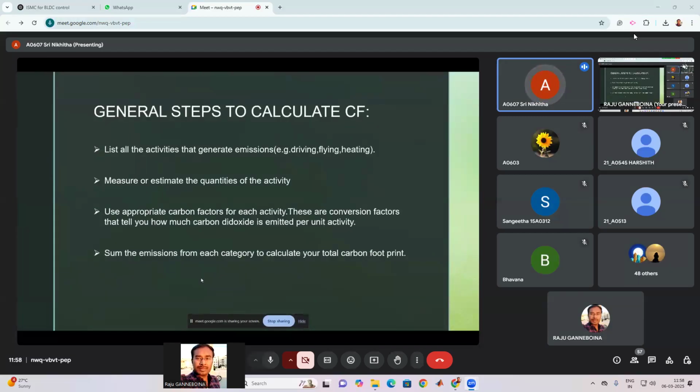The second step is measuring or estimating the quantities of each activity, that is how many miles you drive, how much electricity you use, or how much waste you produce. The third step is to use appropriate carbon factors for each activity. These carbon factors are the conversion factors that tell you how much carbon dioxide is emitted per unit of activity. After we get the conversion factors, we add all the emissions from each category to get the total carbon footprint.